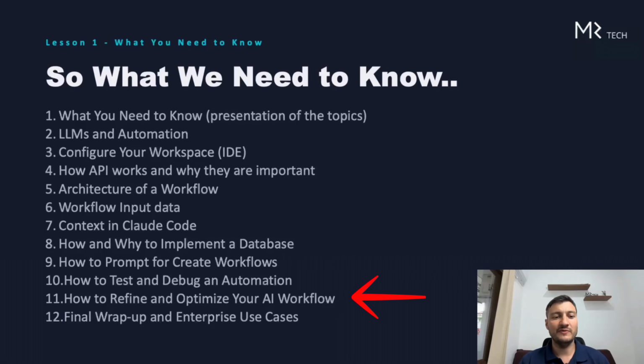In lesson 11, we will see instead how to refine and optimize your AI workflow. To get the best result, we will need to iterate sometimes, and we will see how to do it in an efficient and effective way. In the last lesson, instead, we will wrap up and we will see a use case that I personally experienced using this exact workflow in my real work life, and I will share with you my results, the lessons learned, and the pros and cons of this particular workflow.